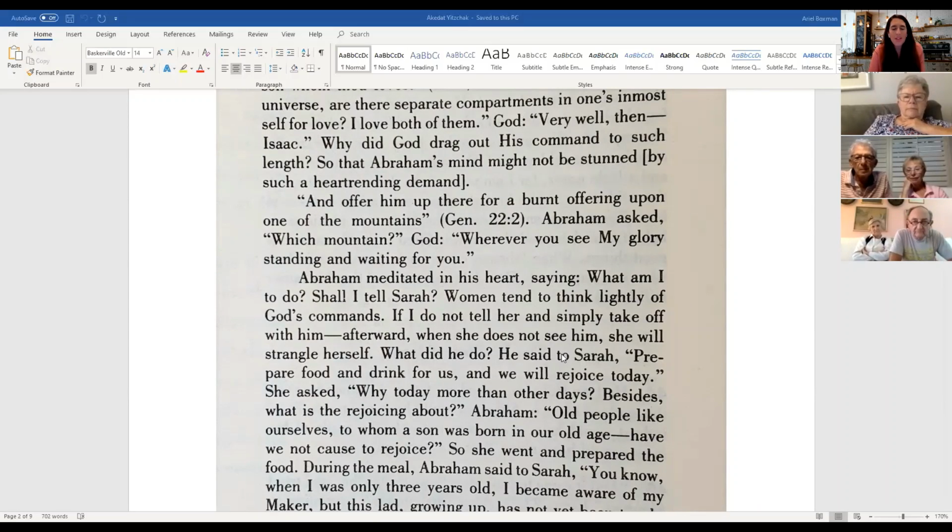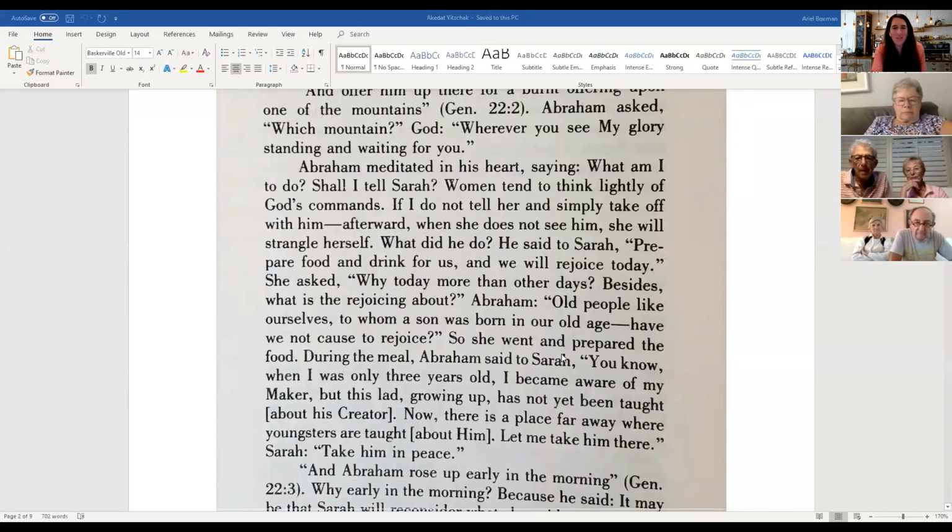The next one: "and offer him up there for a burnt offering upon one of the mountains." Abraham asked, which mountain? God says, wherever you see my glory standing and waiting for you. All right, so not too clear, but wherever we see God's glory. Abraham meditated in his heart, saying, what am I to do? Shall I tell Sarah, his wife?